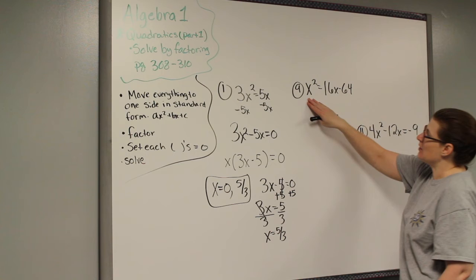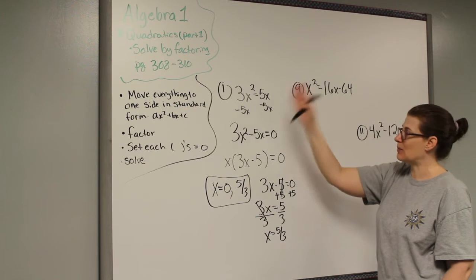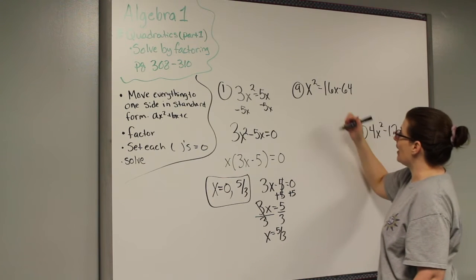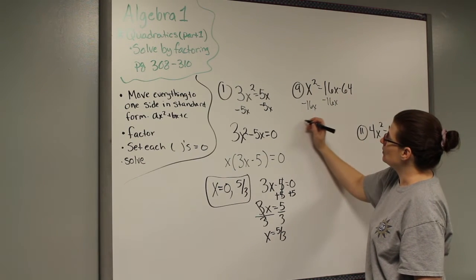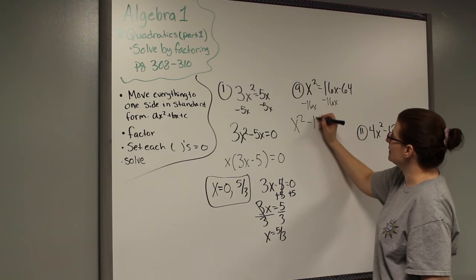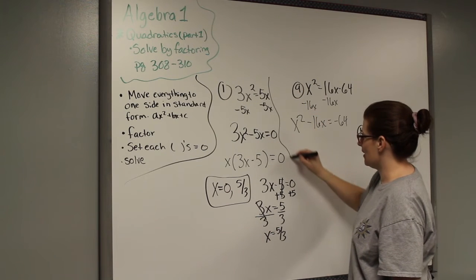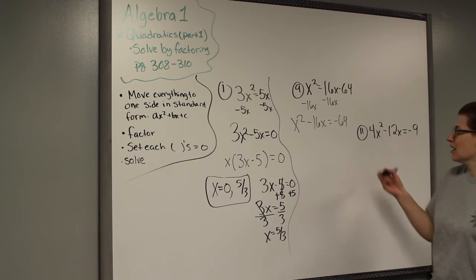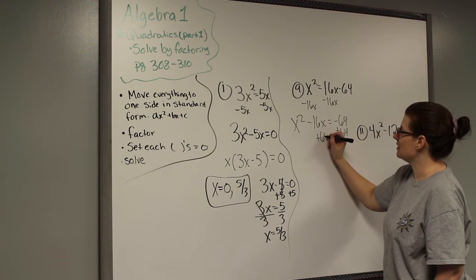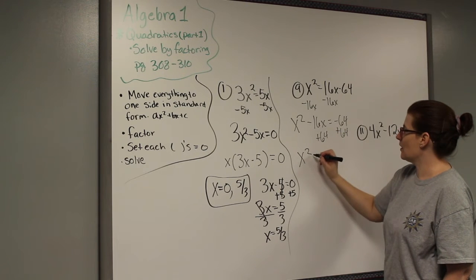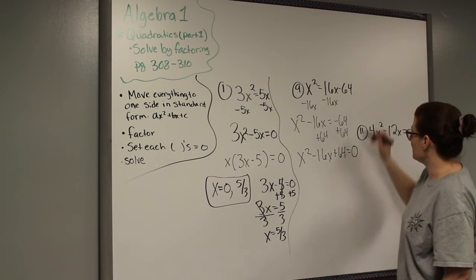Number 9, the x squared is over here, and all this is on this side, but x squared is positive, so I'm moving everything to that left side. So I need to subtract 16x from both sides, which is going to give me x squared minus 16x equals -64. This is -64, so I need to add it in order to move it, because we do the opposite. And I'm going to get x squared minus 16x plus 64 equals 0.